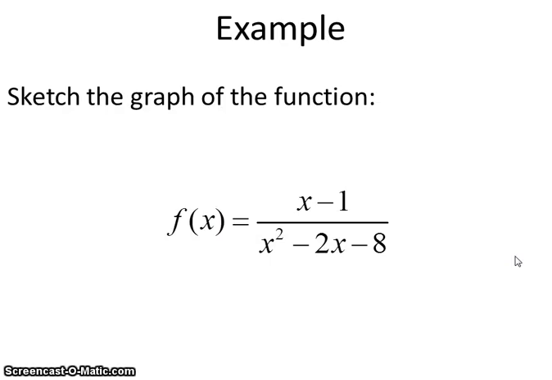minus 8. So we're basically just going to go along the step-by-step process of graphing a rational function. We're going to basically just plot a bunch of points, and we're going to make sure that we know if there are any asymptotes that will help us graph our function.